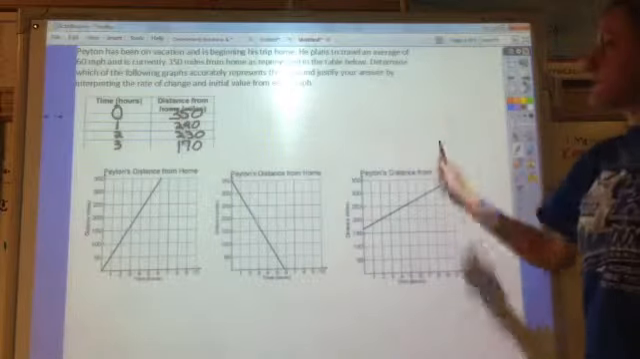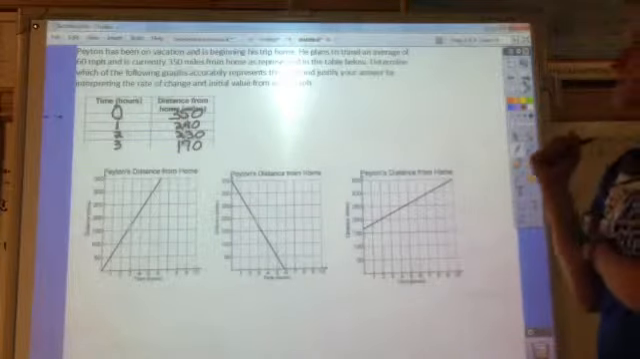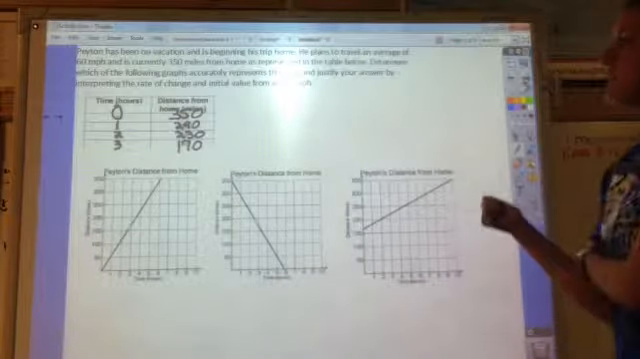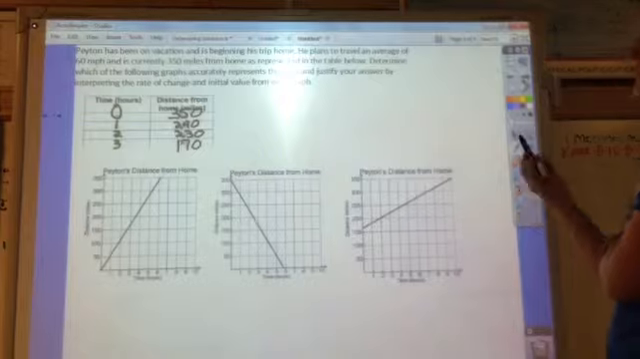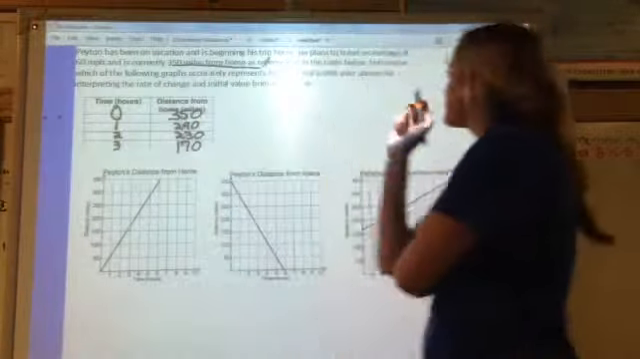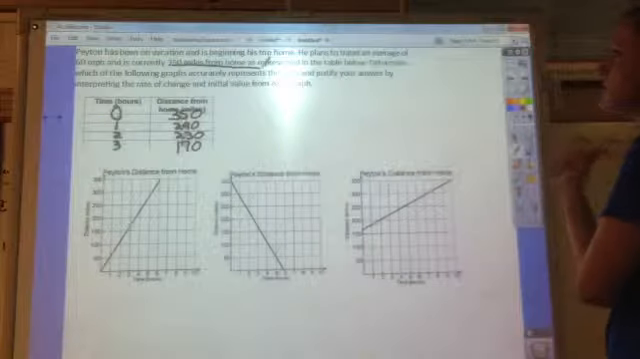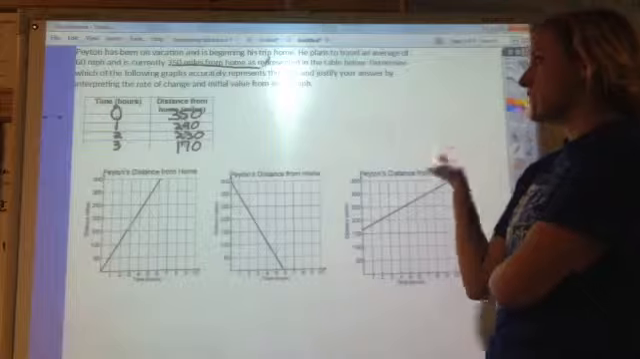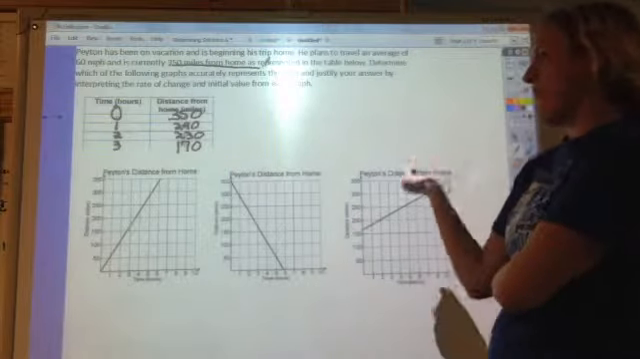Don't write this yet, I'll tell you what to write. Peyton has been on vacation and is beginning his trip home. He plans to travel an average of 60 miles per hour and is currently 350 miles from home, as represented in the table below. Determine which of the following graphs accurately represents this data and justify your answer by interpreting the rate of change and initial value from each graph.